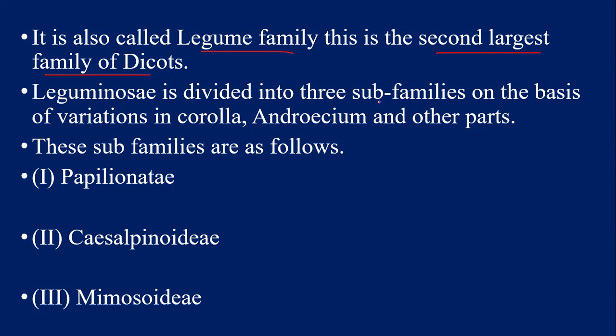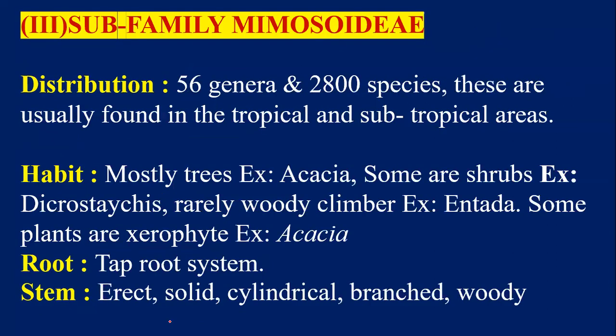Leguminosae is divided into three subfamilies. What are the three subfamilies? Papilionaceae, Caesalpinidae, and Mimosoideae. Papilionaceae is otherwise called Fabaceae. This family is divided into three subfamilies based on the corolla, aestivation, and other floral parts taken into account. From these three subfamilies, in this class we are going to discuss the Mimosoideae family.